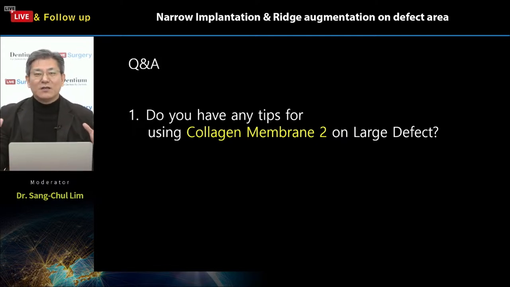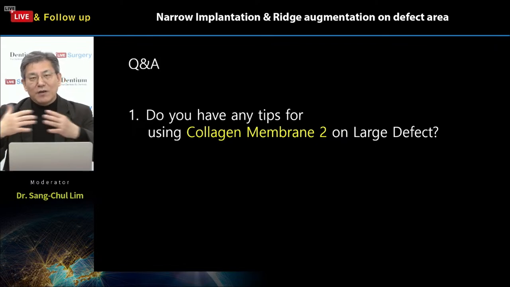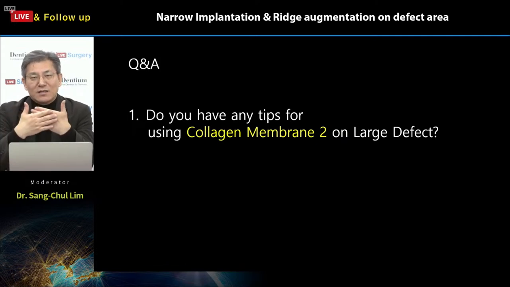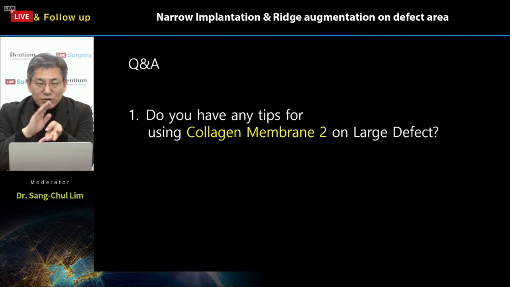However, for a big defect like this one, we need some apparatus, some devices to maintain the volume and maintain space making. So if you want to use collagen membrane 2 for a big defect, you should add some other device for space making. For me, actually, I always choose Osteon 3 Collagen. This collagenized bone is very simple and easier to apply, and it makes space maintaining. So if you want to use collagen membrane 2 for a large defect, you should choose space-maintaining devices like Osteon 3 Collagen or some other devices. Osteon 3 Collagen is a very simple first choice.